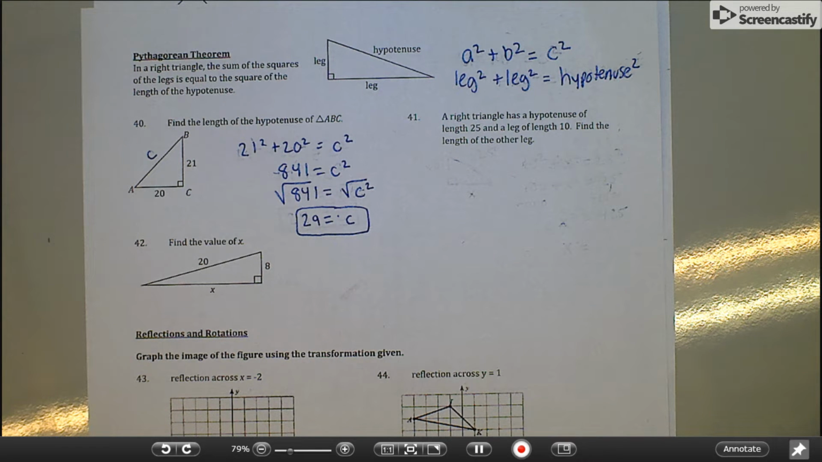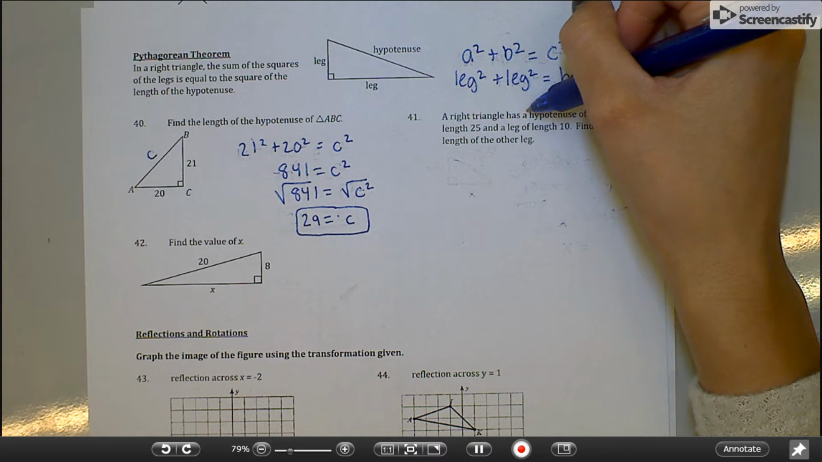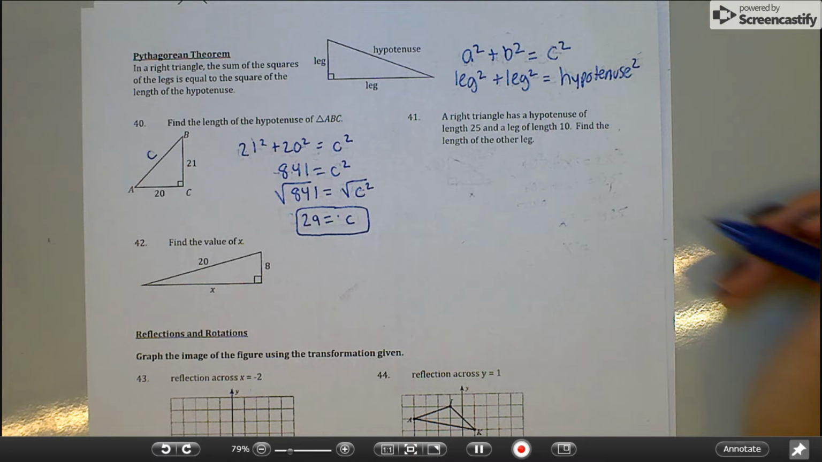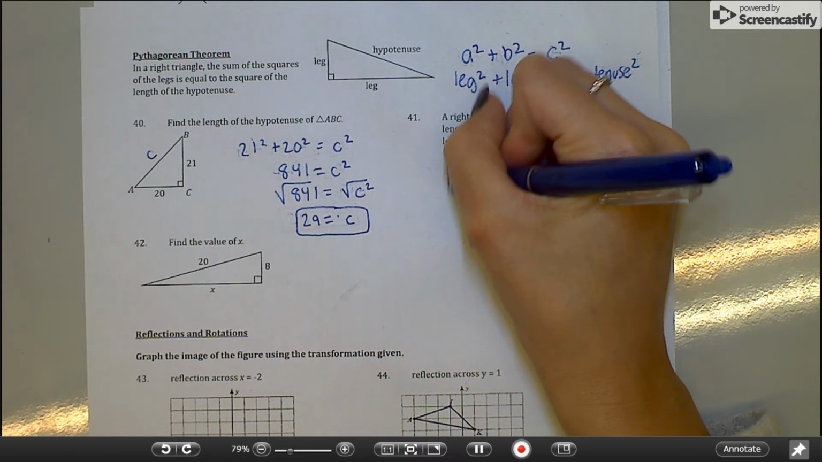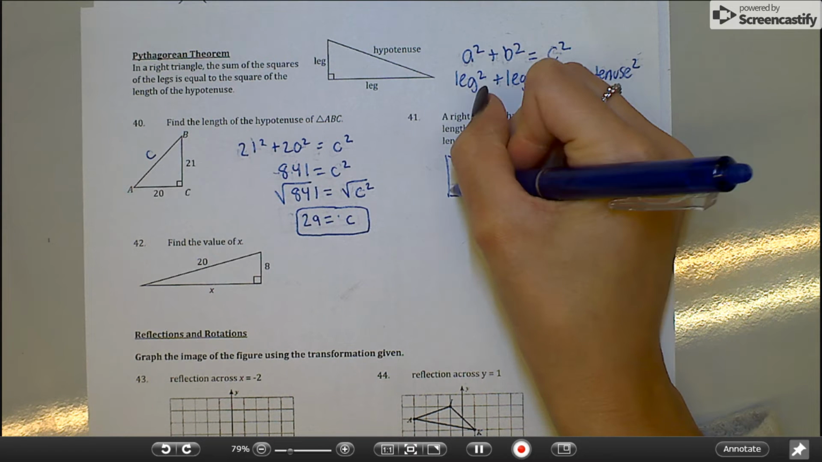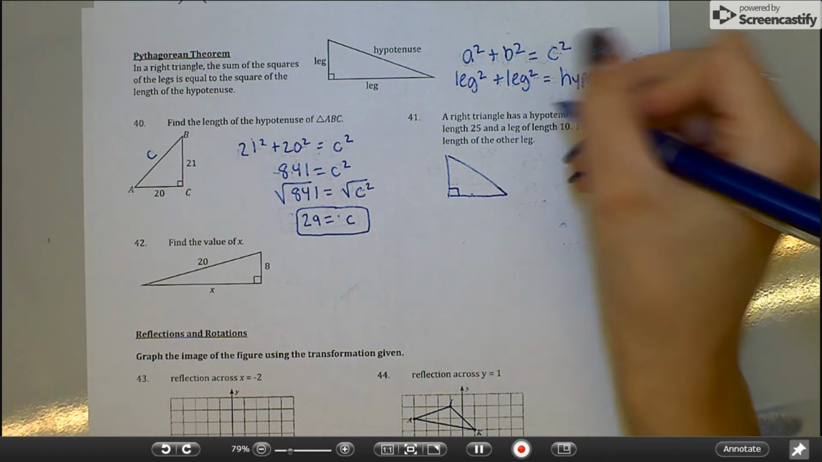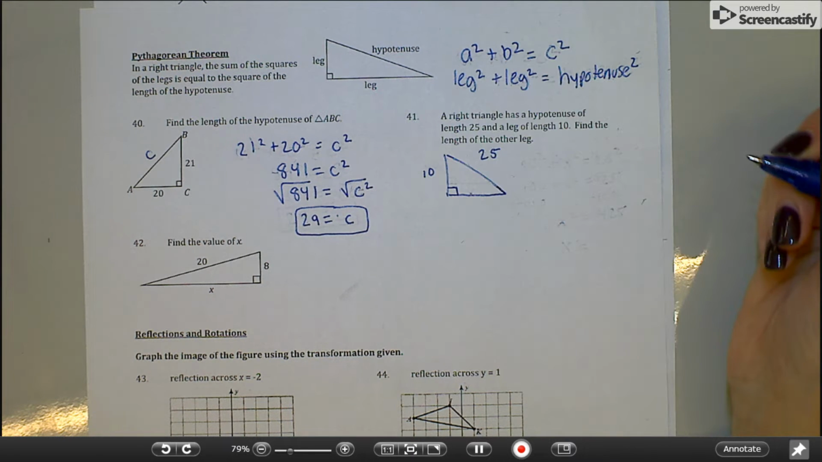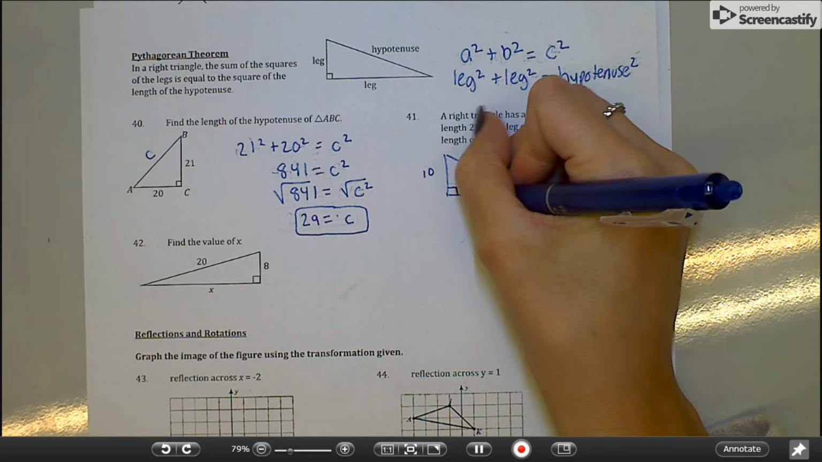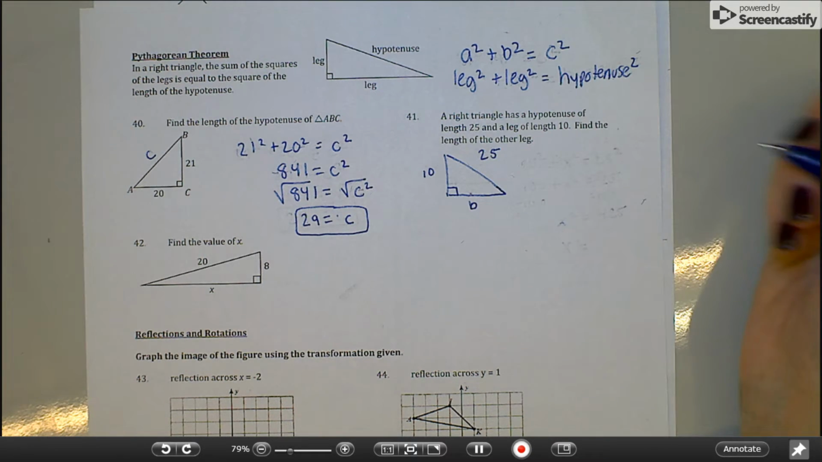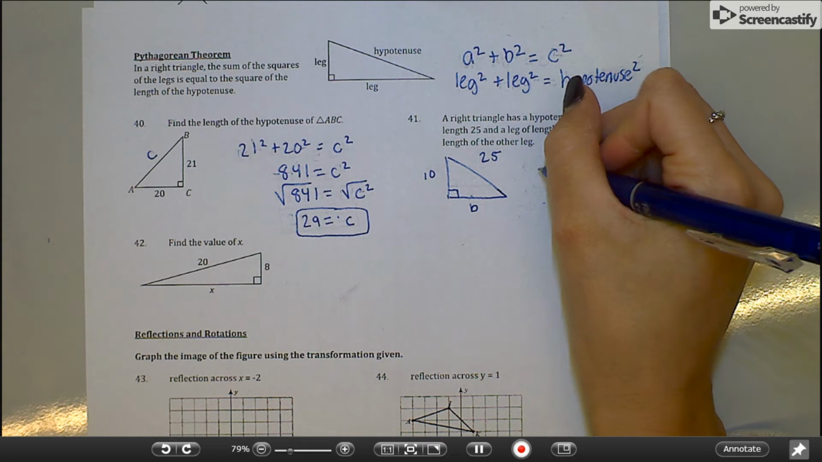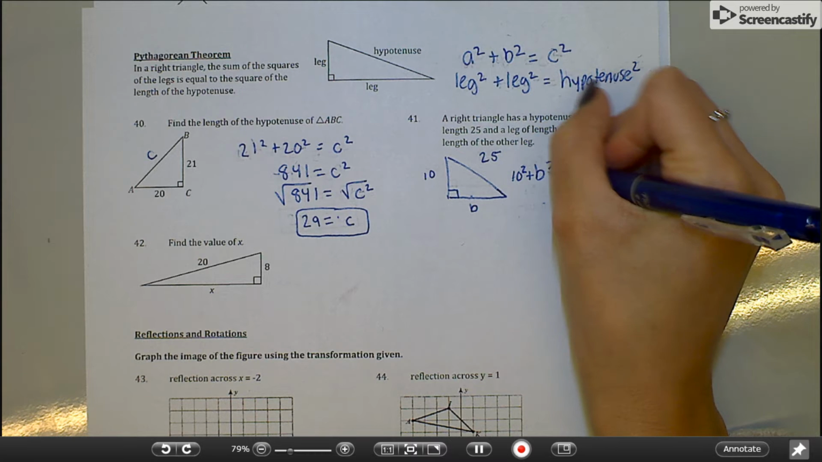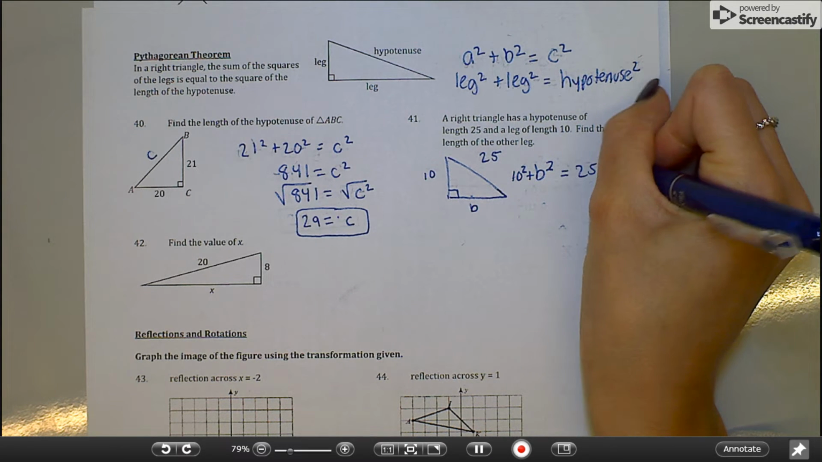Now 41 is saying that we have a right triangle that has a hypotenuse of length 25 and a leg of length 10. Find the length of the other leg. It might help to draw a figure with a right angle, because we know it's a right triangle. It says the hypotenuse is 25 and one of the legs is 10. We have to find the missing leg. Maybe I'll name it b as another leg, maybe I'll name it x. It doesn't matter what variable you choose. But we would put it into the formula: 10 squared plus b squared equals 25 squared.